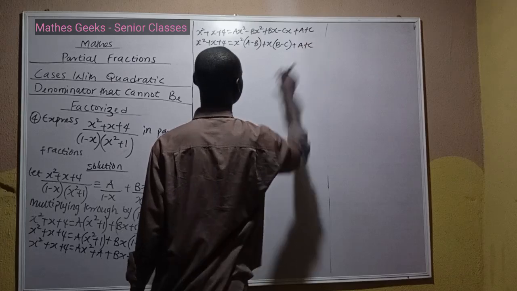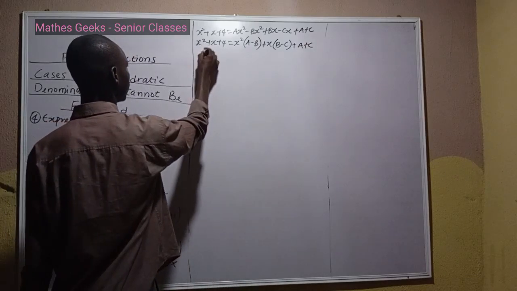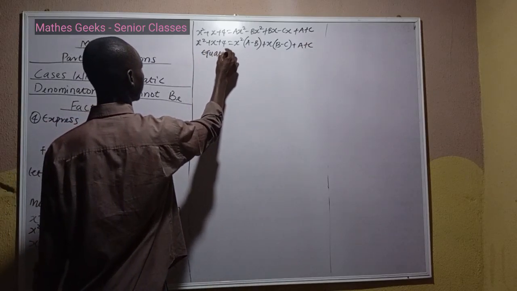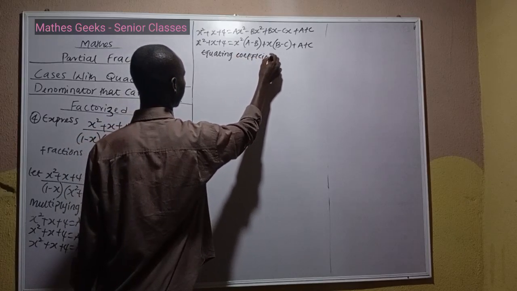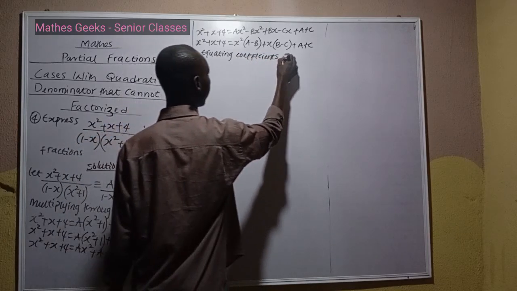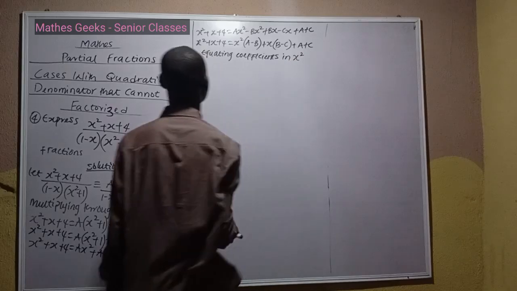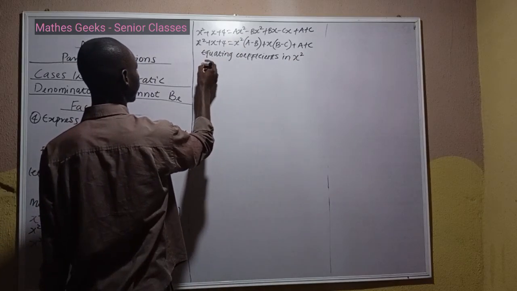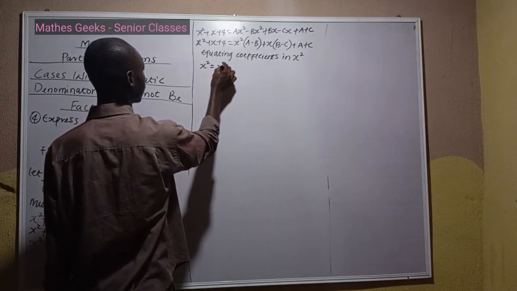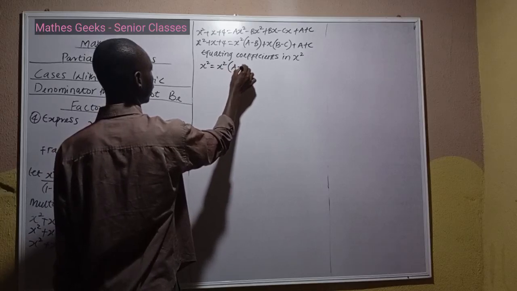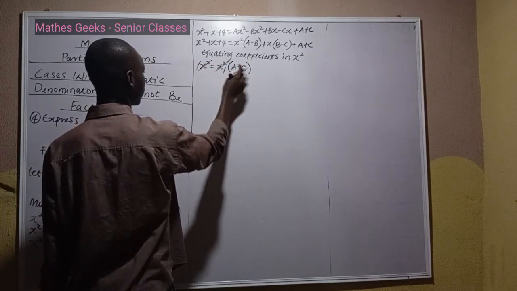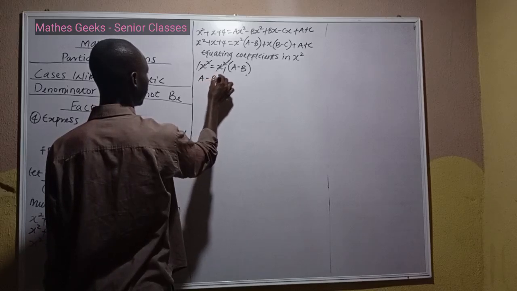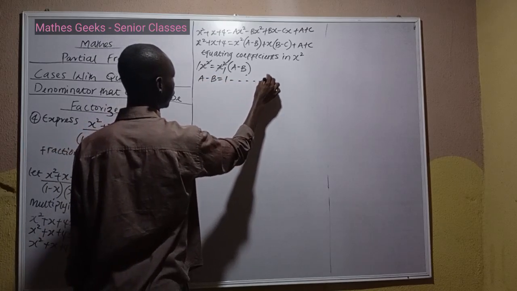So equating coefficients in x squared, we're going to have x squared equals x squared times (a minus b). So this here is 1, this here is 1, 1 times this will give us a minus b equals 1. Equation 1.